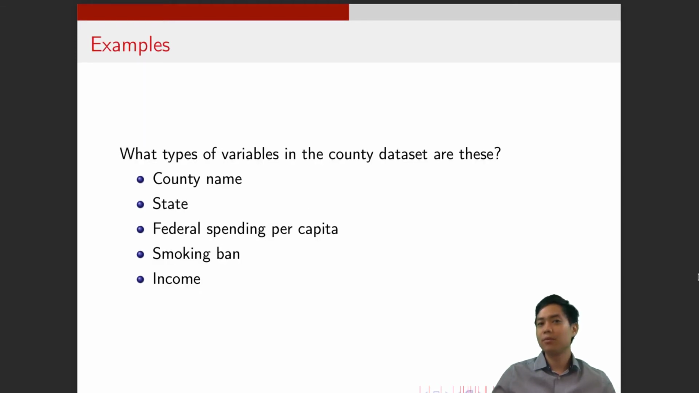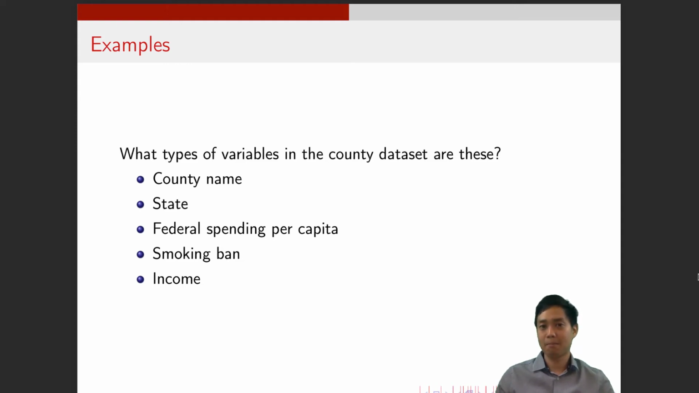Right? So, why don't you take a moment and think about these types of variables? What kinds of variables are these? So let's go with county name. What kind of variable is county name? Well, these are names that represent each county. They're not numbers; they're just words, and they're grouped by what county they are. And so in this case, the county name would be a categorical variable.